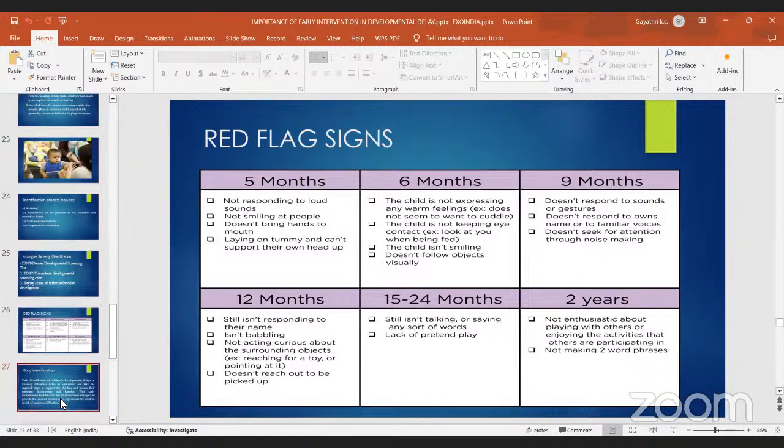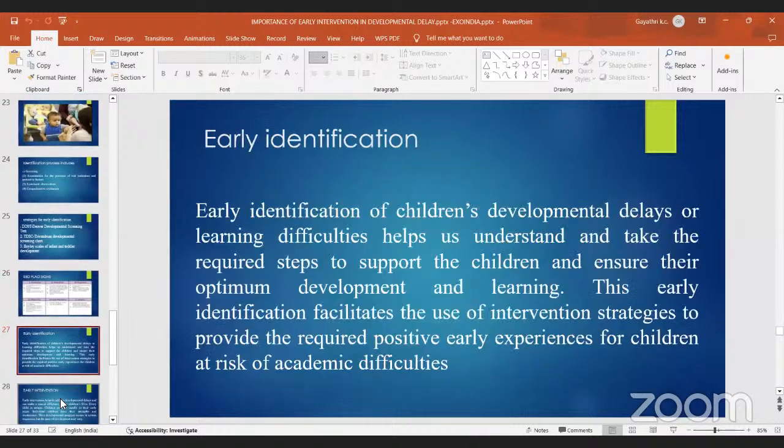Next is the early identification. In the word itself, it's early. The early identification helps for the early intervention and it will result in the recovery sooner. So early identification of the children's developmental delay or learning difficulties helps us to understand and take the required steps to support the children and ensure their optimum development and learning.